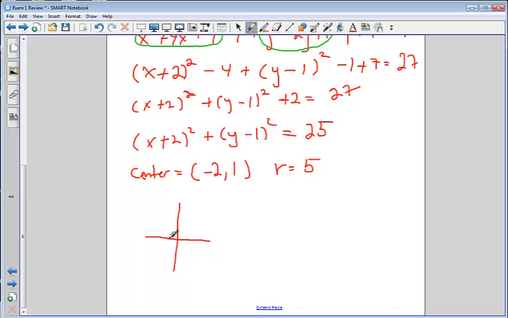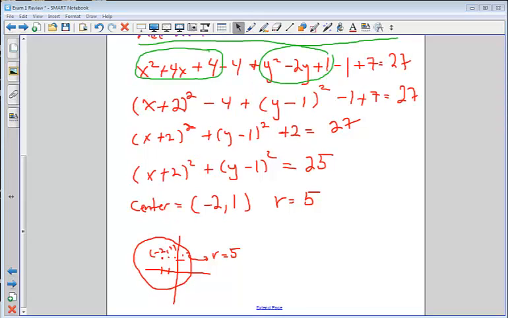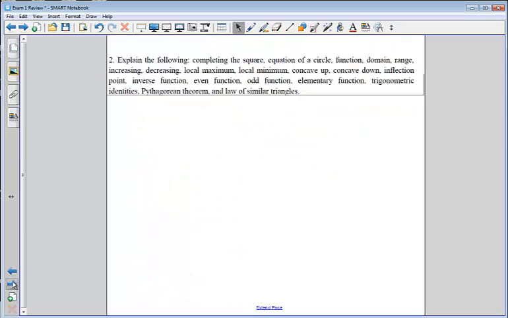I go over 2, 1, 2, up 1. So here's my center at (−2, 1). And I just draw a circle the best I can. And of course, the radius here, r, let's just say, r is equal to 5. And so that's the idea. All right, so that's completing the square and the circle.